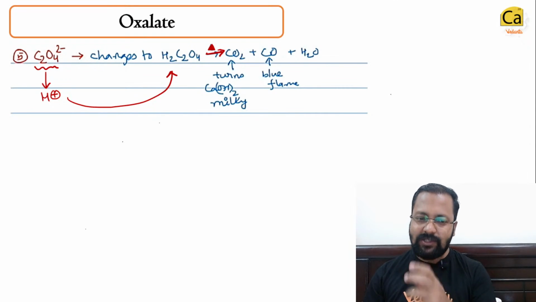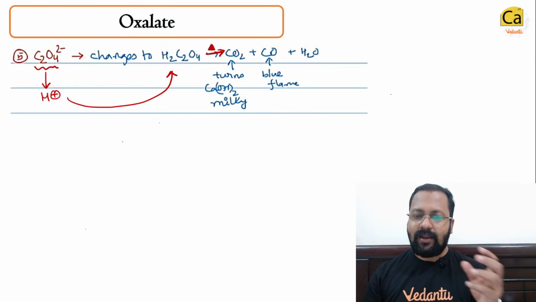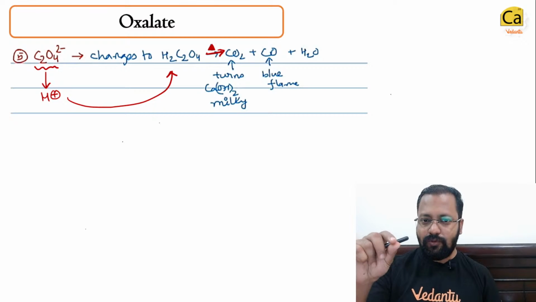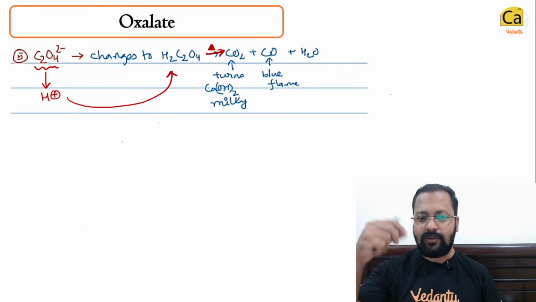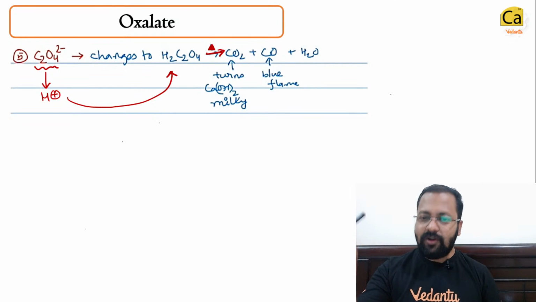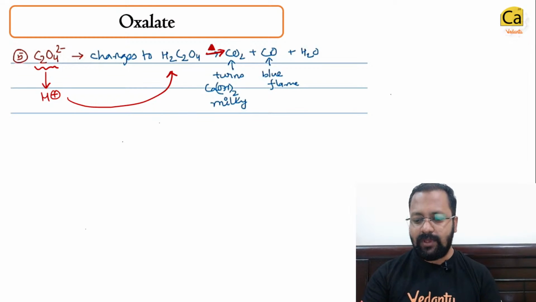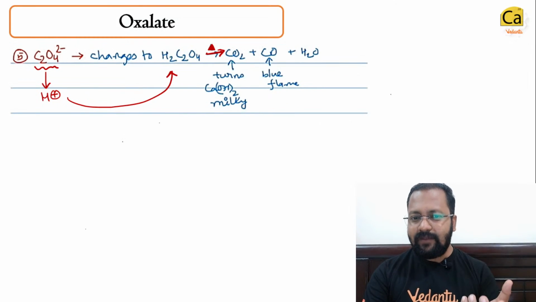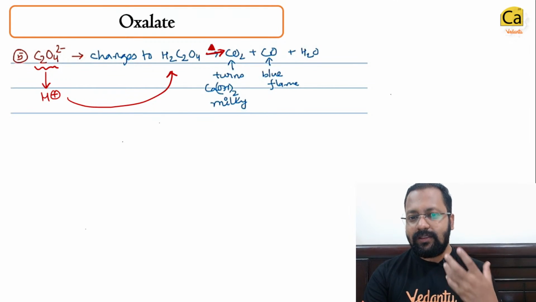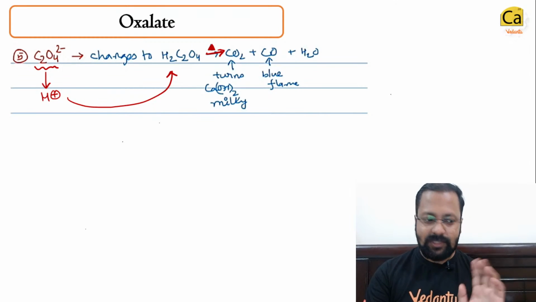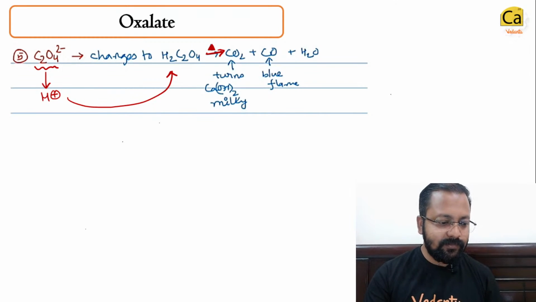So you pass this gas through a tube, and then you burn the gases. You put a matchstick at the end of the test tube from where the gases are coming out. The gas starts burning with a blue flame, and that gives an indication that this gas is carbon monoxide and the salt is oxalate.